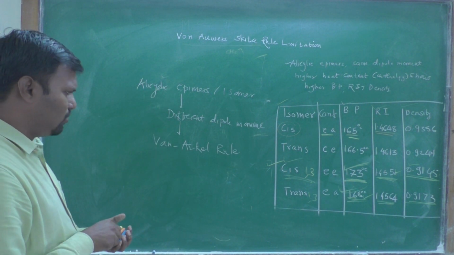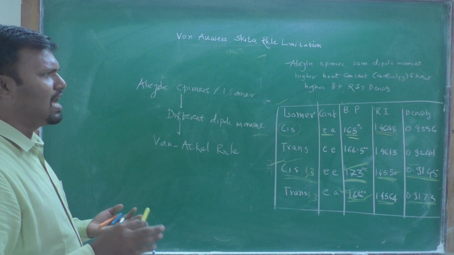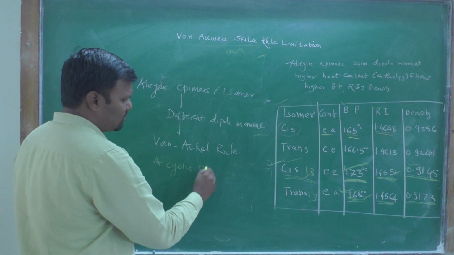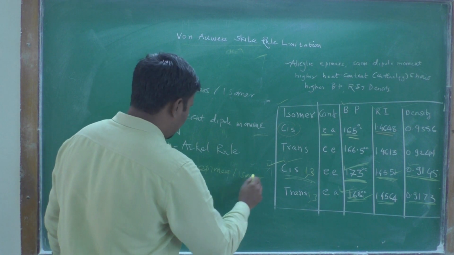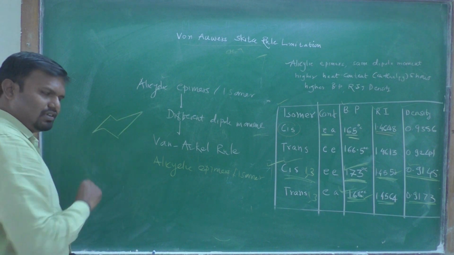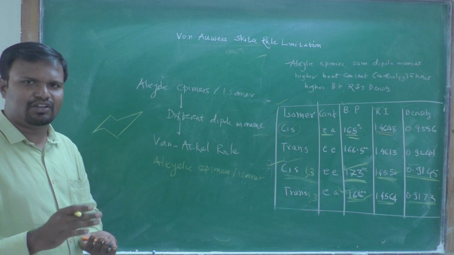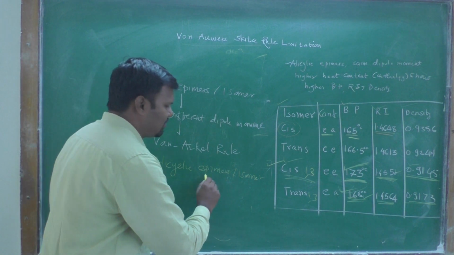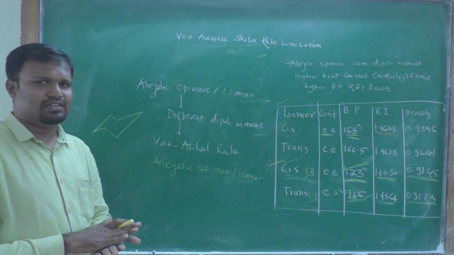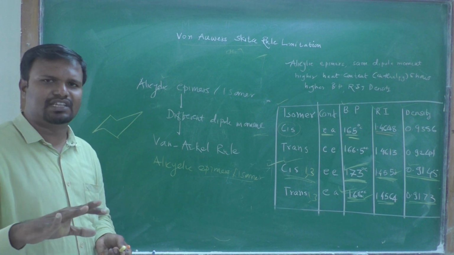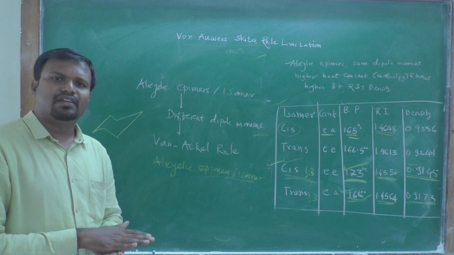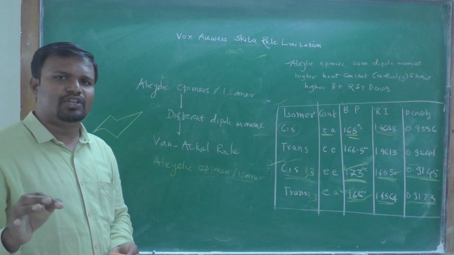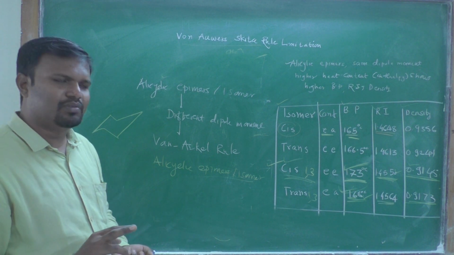According to this rule, the alicyclic epimers or isomers have different dipole moments. Alicyclic means cyclic compounds, like cyclohexane, but it is not an aromatic compound. It is an aliphatic, cyclic compound. Epimers and isomers mean they look the same, but their structures are different, and we call them isomers. Epimers are compounds where there are different chiral centers, and only one chiral center has a change in configuration. These two isomers are epimers of each other.